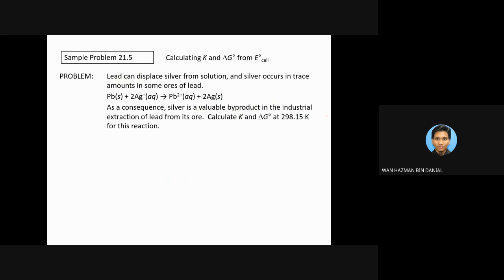Okay, let's try this problem here. Let's have a look. So lead can displace silver from solution, and silver occurs in trace amounts in some ores of lead. Given the equation here, lead plus silver ion produce a lead ion and a silver solid. Okay. So as a consequence, silver is a valuable byproduct in the industrial extraction of lead.